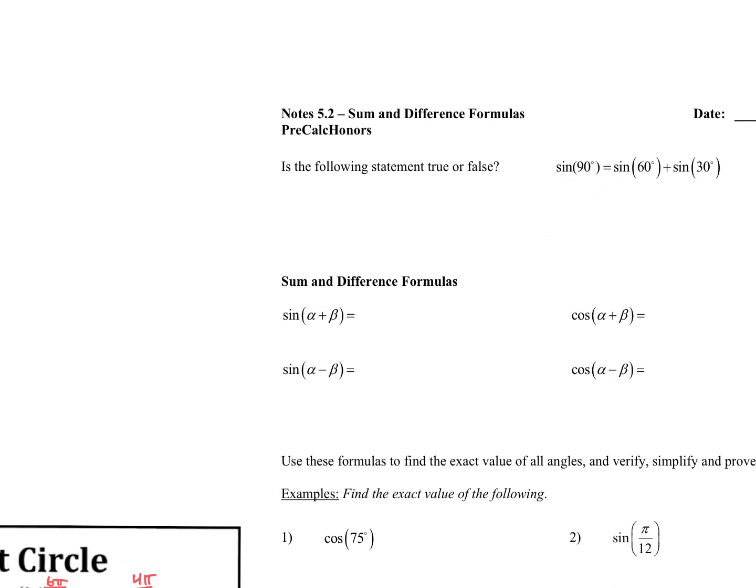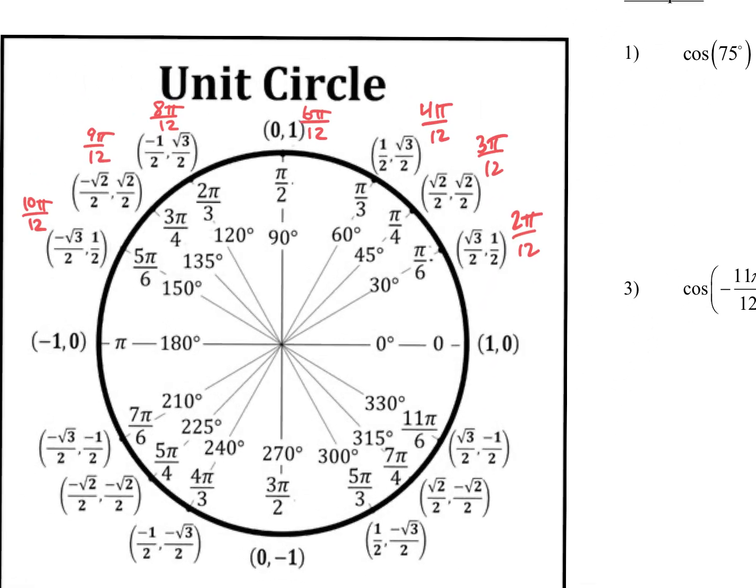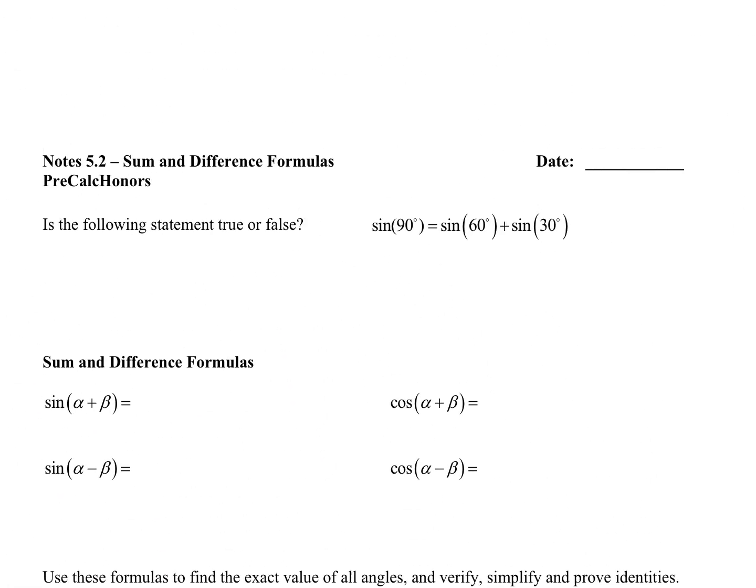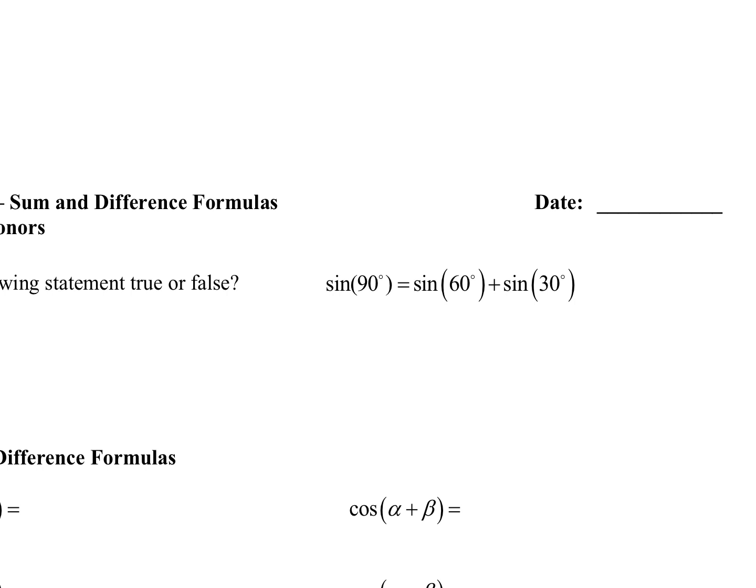Well, I'm going to scroll back over to my unit circle. I know that the y values on my unit circle correspond to the sine, and the x value is the cosine. So I'm using my y values here. I can see that the y coordinate at 90 degrees is 1, at 60 degrees is root 3 over 2, and at 30 degrees is 1/2. So what this statement would imply, if it were true, would be that 1 equals root 3 over 2 plus 1/2. Well, we know that's not true.